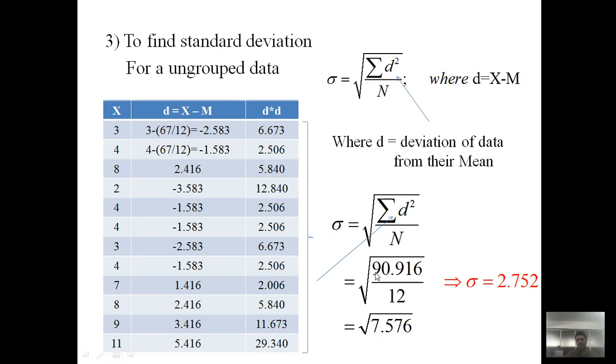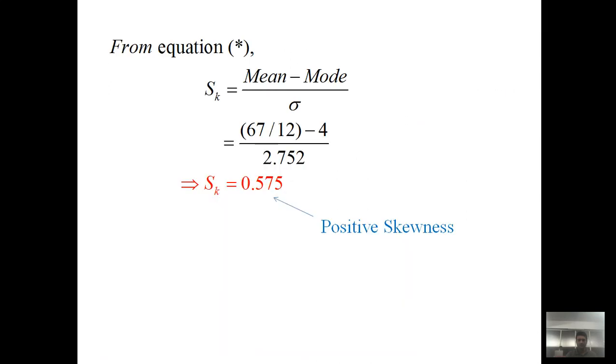So we have to get 90.916 divided by 12. So it leads to the square root of 7.576. Further simplification leads to sigma equal to 2.752. So we have to calculate all three quantities, mean, mode and standard deviation.